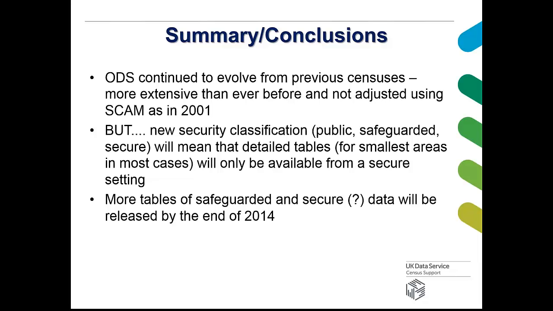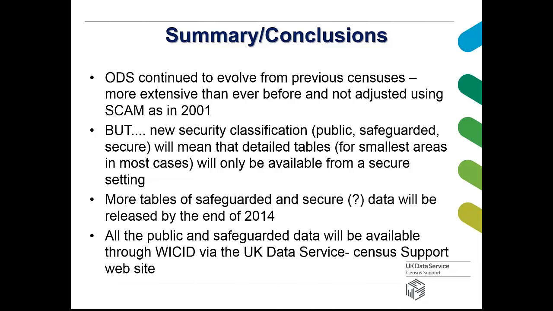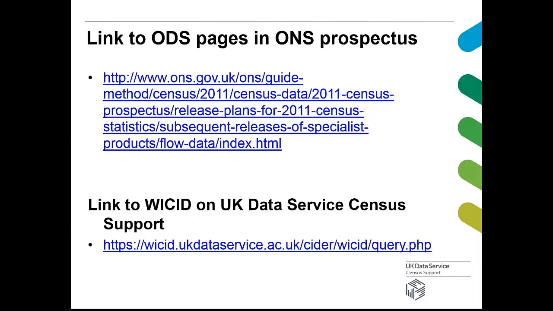That will mean detailed tables can be available for small areas in some cases, but only in a secure setting. More tables of safeguarded and secure data will be released by the end of this year. As I said earlier, the safeguarded data are available for registered users, and that's not just limited to academic users. Non-academic users can also go to the UK Data Service website and apply for a username.